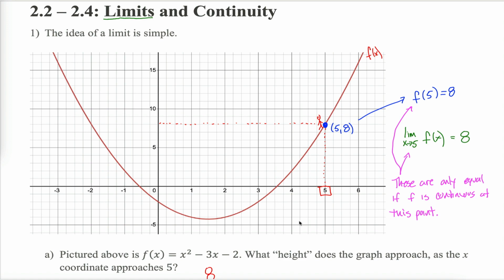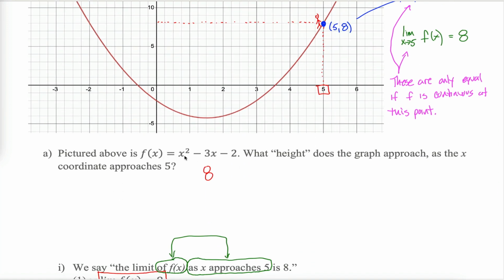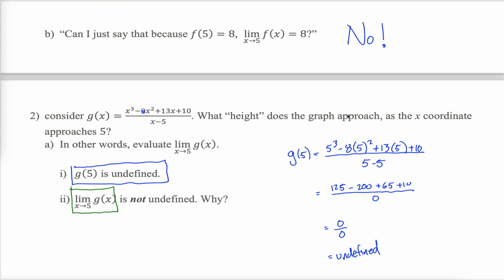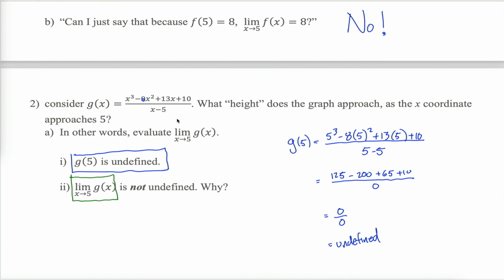In the last video, we considered two different functions, f of x, which is x squared minus 3x minus 2, and g of x, this more complicated looking function, x cubed minus 8x squared plus 13x plus 10 divided by x minus 5. And in both cases, we were interested in evaluating a limit, specifically the limit as x approaches 5 of the given function.